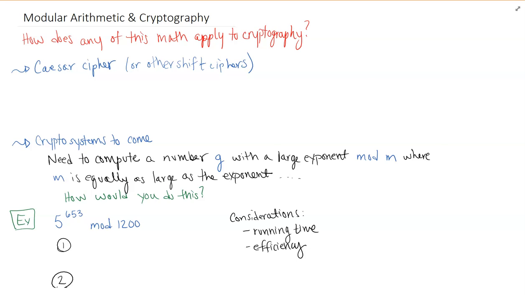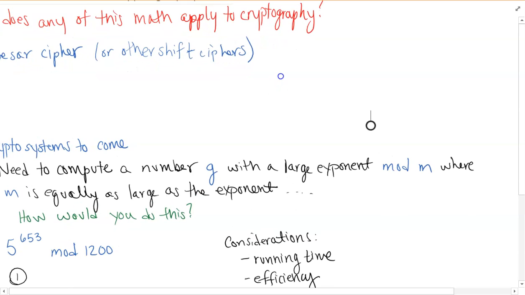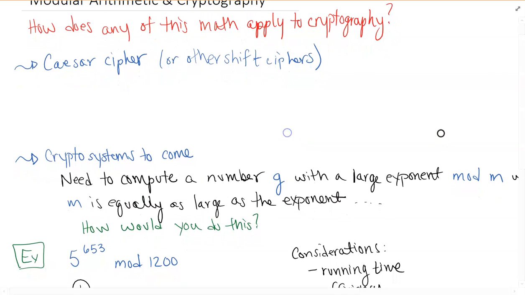We've done a fair amount of number theory fundamentals, including divisibility and modular arithmetic, but then remember that we are studying cryptography, so how does this exactly apply to cryptography? Well, first thing is the Caesar cipher, right?